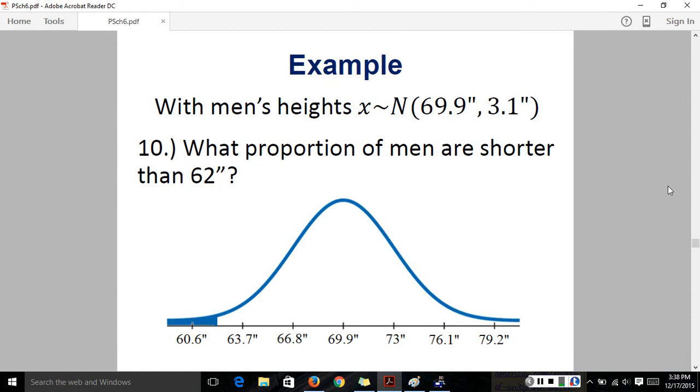All right, here are some examples. With men's heights distributed as described earlier, let's find the proportion of men that are shorter than 62 inches. So I have a normal distribution. It's non-standard, so the mean is 69.9 inches. Standard deviation is 3.1, as pictured on this slide. And I want to find the proportion, or the area, that's less than 62 inches.